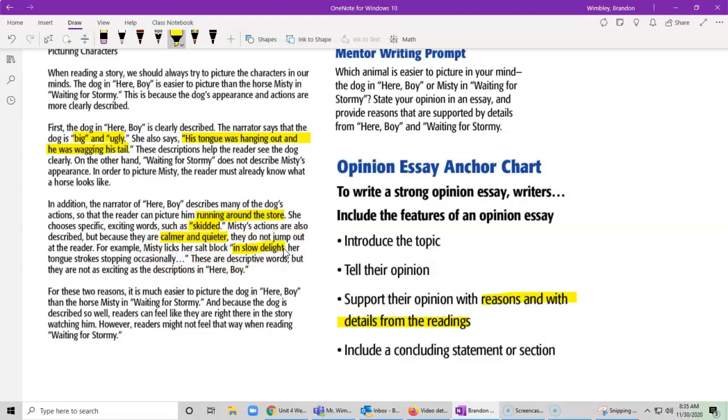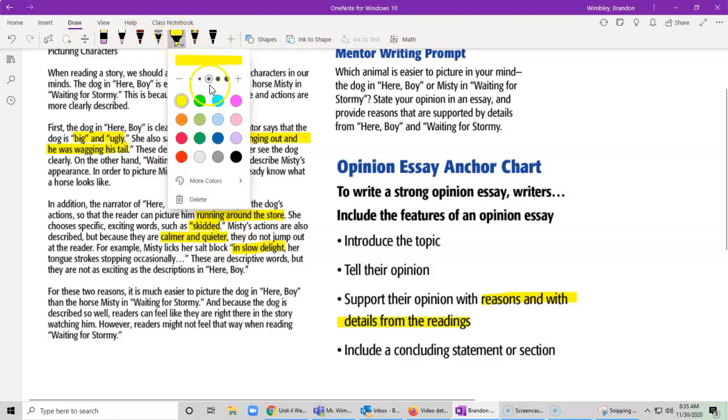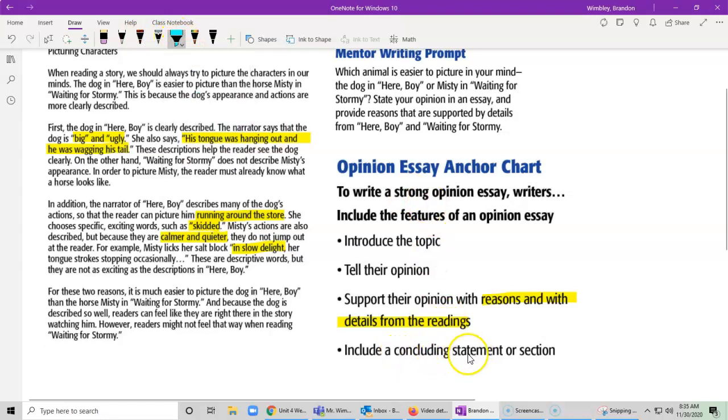Notice, since it's my opinion, I also have to give what's called a counter argument or say why I didn't pick the other topic. Why did I not pick the horse? So notice I'm doing that too. I'm not just saying why the dog's the best visualization or the easiest picture. I'm also saying why the horse is not. Now, we also need to include a concluding statement or section that we'll work on. So let's highlight that in blue. Our concluding statement. It's this part. For these two reasons, it's much easier to picture the dog than the horse.